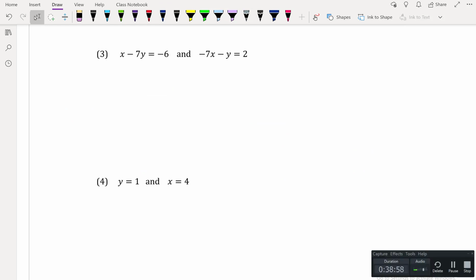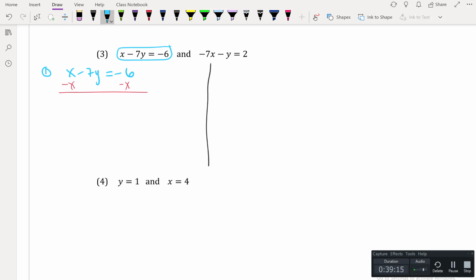So looking at number 3, again, I have my two equations. So I'm just going to compare them. So I have the first one. That's going to be x minus 7y is equal to -6. So I'm going to go ahead and subtract x from both sides. So that -7y is equal to -x minus 6. Divide by -7. So that you can get that y is equal to a positive 1/7x plus 6/7. Looking strictly just at the slope, m is equal to 1/7.